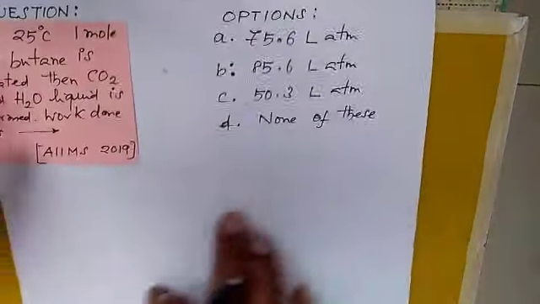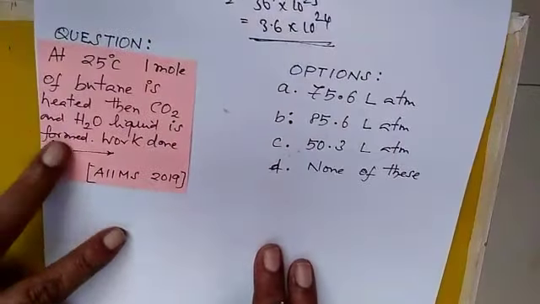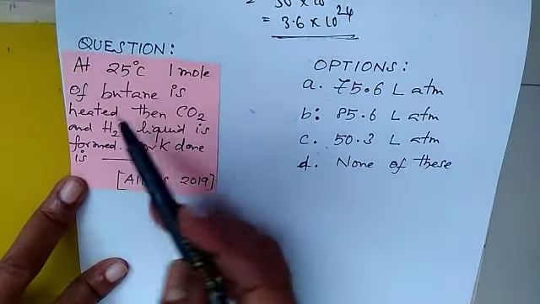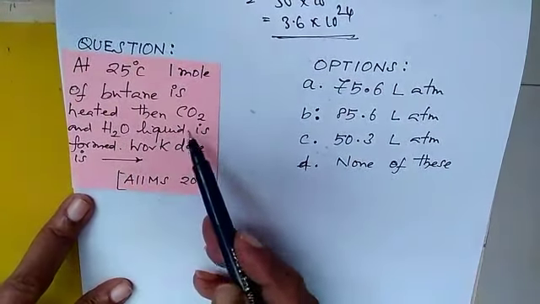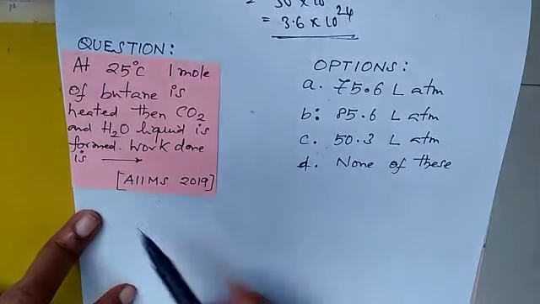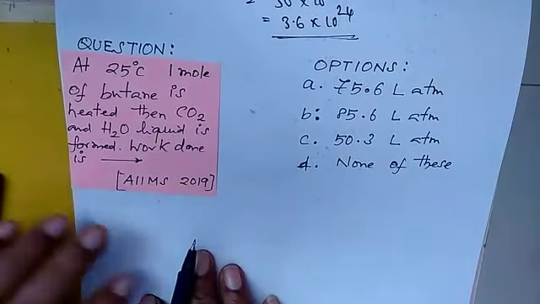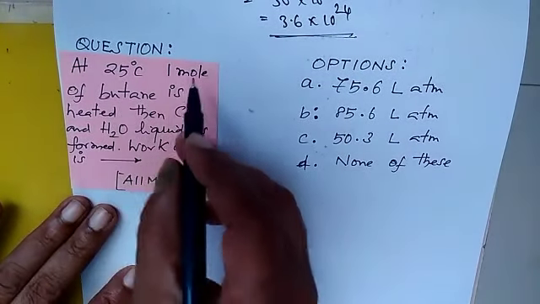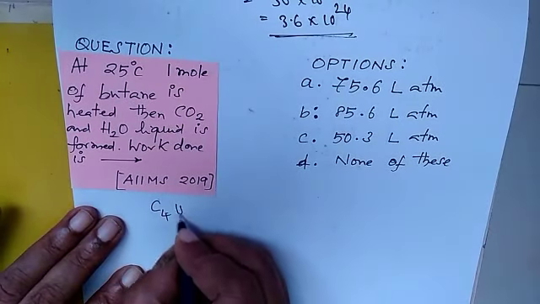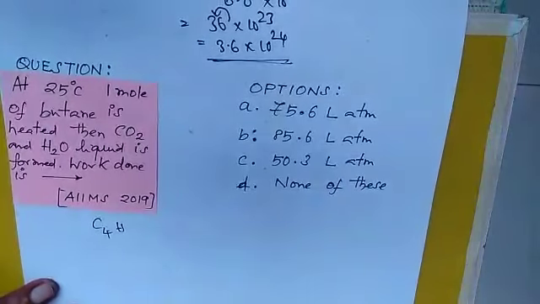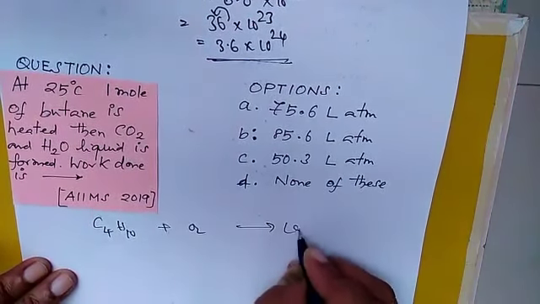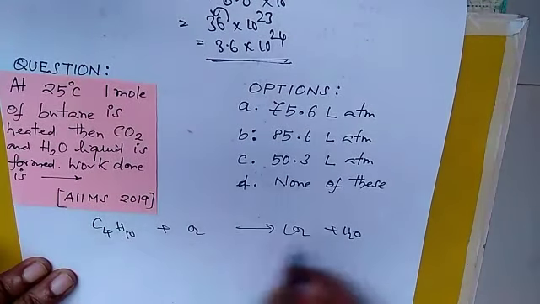Okay, children. This is a combination of solid state and basic chemistry. Now let us see the last question. This is a very simple question from thermodynamics. Lesson is thermodynamics. At 25 degrees centigrade, 1 mole of butane is heated, so that carbon dioxide and water liquid are formed. Work done is asked, AIIMS 2019. So what they are asking is combustion of butane. Write down the formula for butane: C4H10 plus oxygen gives carbon dioxide plus water on combustion.